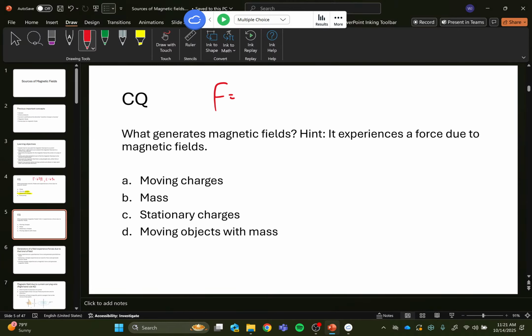All right, so let's write the equation. What experiences a force due to the magnetic fields? Q, V, B, sine theta. So what experiences a force due to a magnetic field? Moving charges. This is what delimits them from electric fields. Electric fields are stationary charges.